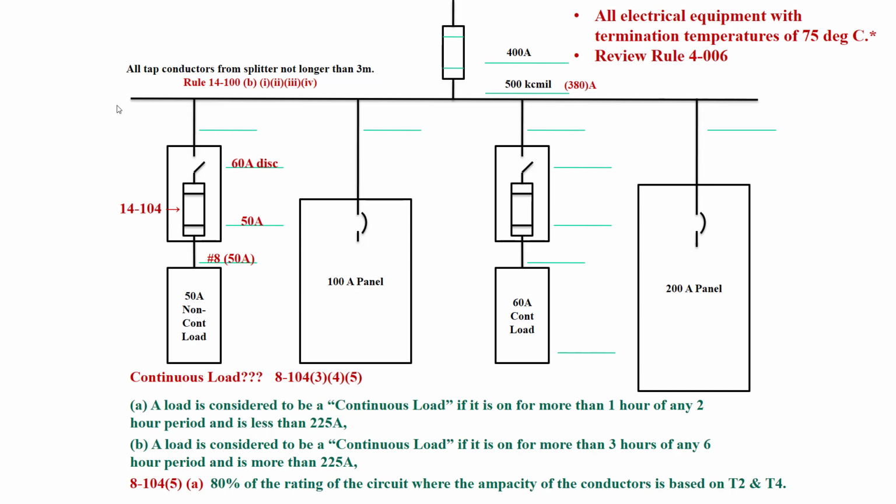So for us here, let's go ahead and read 14-100B. So the smaller conductor has an ampacity not less than the combined computed loads of the circuits supplied by the smaller conductor, and not less than the ampere rating of the switchboard, panel board, or control device supplied by the smaller conductor. So that's very important, the switchboard, panel board, or control device. So our control device here is this fusible disconnect. That's our control device.